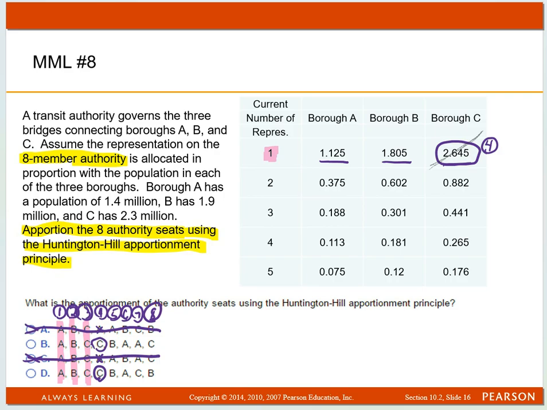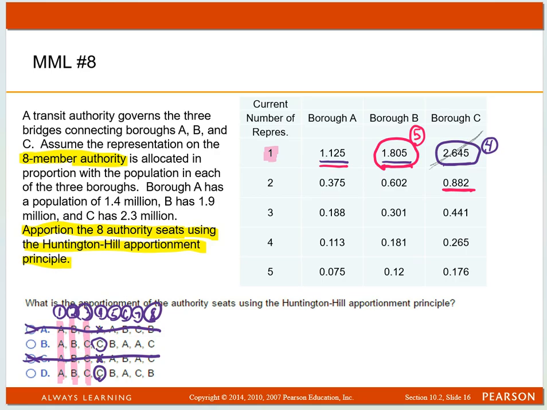Now, since I've already used this number here, I can't use it again. So when I go to do my next comparison, I'm still going to use this number and this number, but I now have to compare it with this number because borough C is now on their 2nd seat. And that's this row right here, that 2nd seat, okay? So comparing those 3 numbers, which one's the biggest? 1.125, 1.805, and 0.882. This one's the biggest. So borough B is going to get the 5th seat.